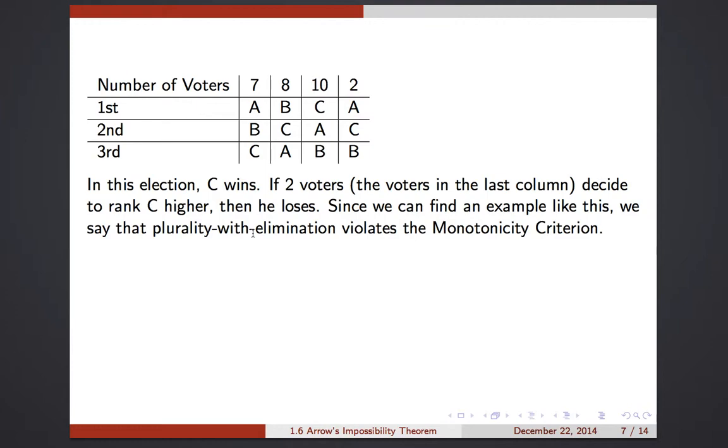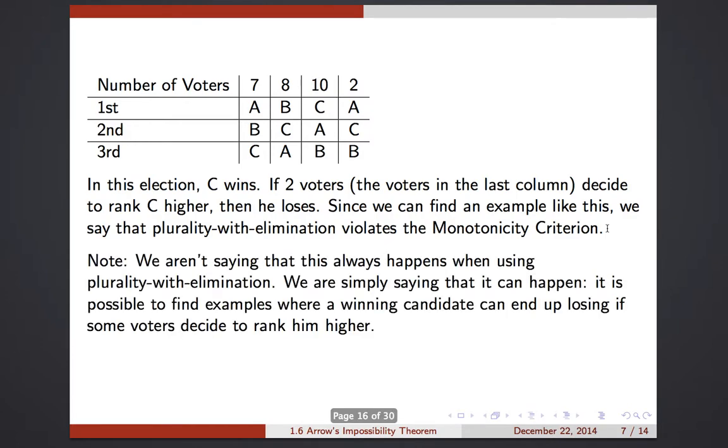And since we can find an example like this, the technical language we use is plurality with elimination violates the monotonicity criterion. Okay? Monotonicity criterion says this should never happen. And we found an example in which it did happen.